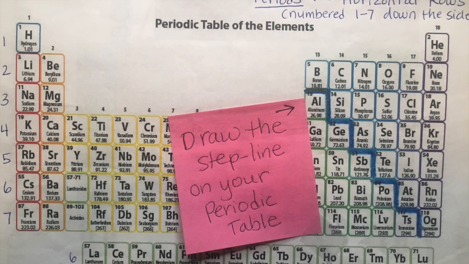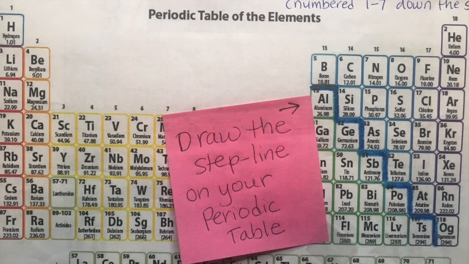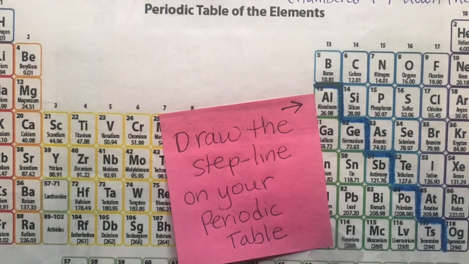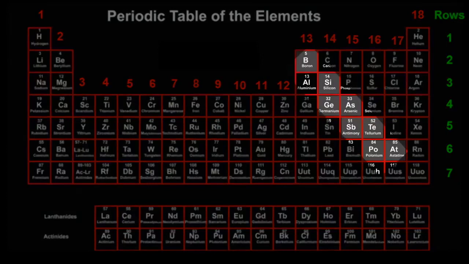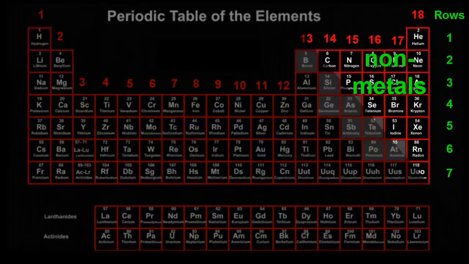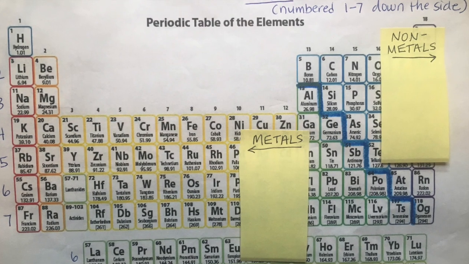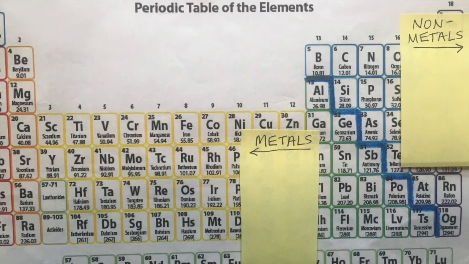Pause here and draw the step line on your periodic table. Notice that it goes across under the B and then down across like steps from there. This divides the elements into metals on the left and nonmetals on the right. Pause again and label your periodic table. I used the Post-it notes from my chemistry kit.